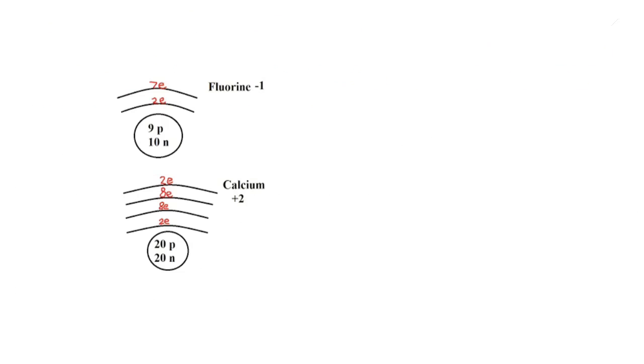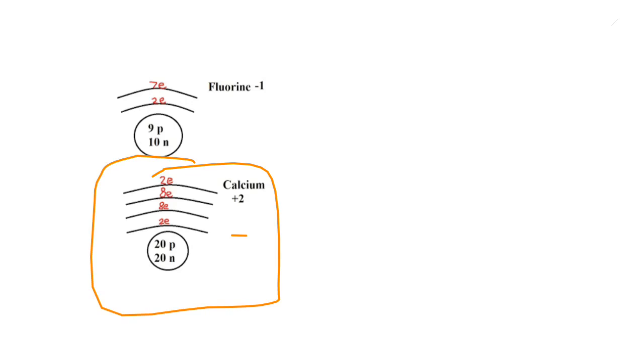So here's an example of what I was talking about. Each one of your energy levels can hold a different amount of electrons. This is calcium, and that's our 20th element. First level can have 2, second one 8, third one 8, and the fourth one 2. And here are your protons and neutrons in the nucleus.